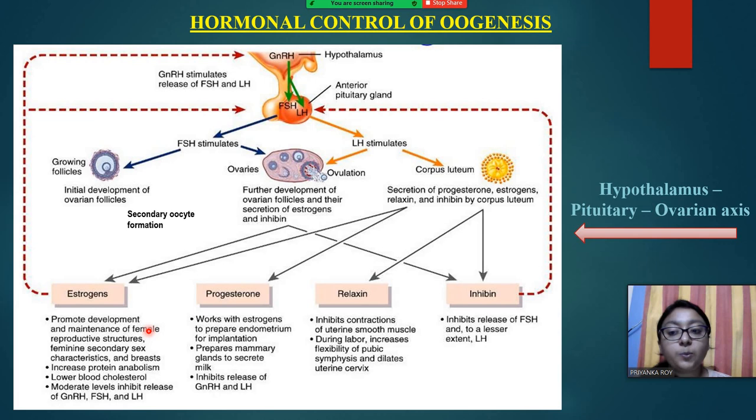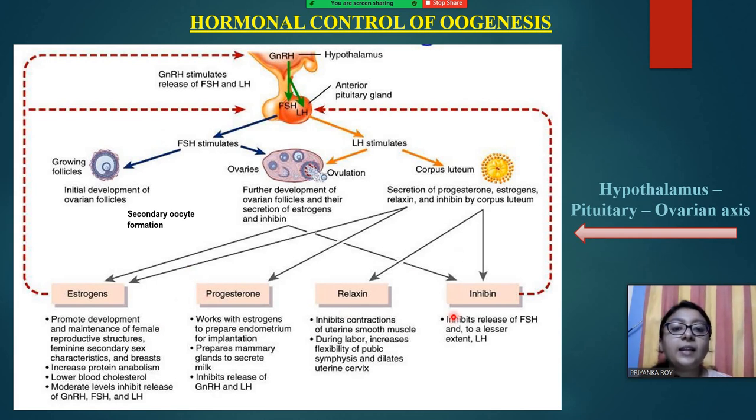Estrogens are basically responsible for the maintenance of the female reproductive structures and the sex characteristics, the increase in protein anabolism, lowering blood cholesterol, and also moderate levels inhibit release of GnRH, FSH and LH. So here you can see there is another negative feedback loop going on from the estrogen and also progesterone. They both inhibit the release of GnRH and LH when the concentration of these hormones has reached an optimum level.